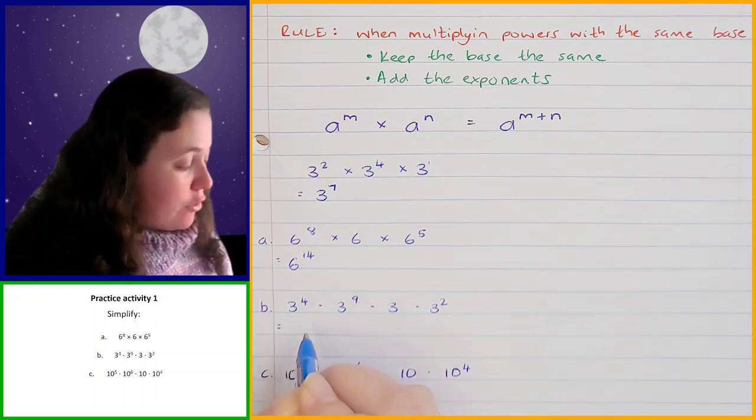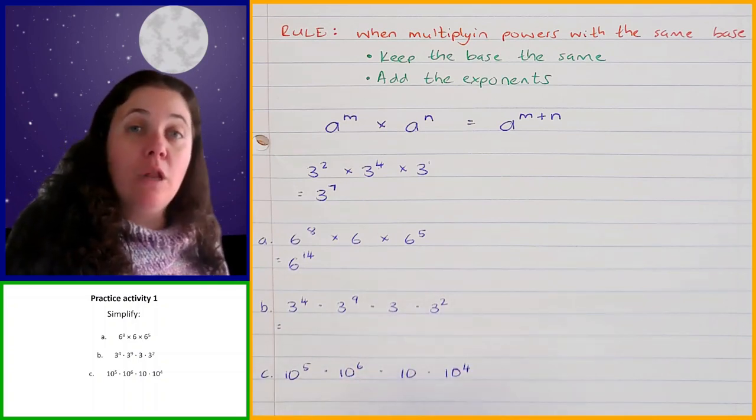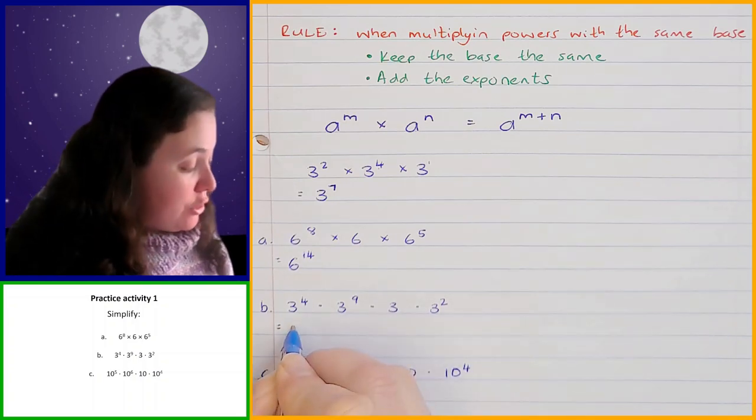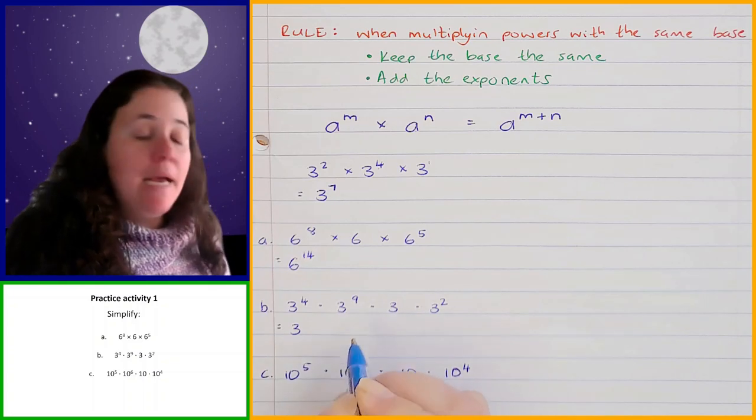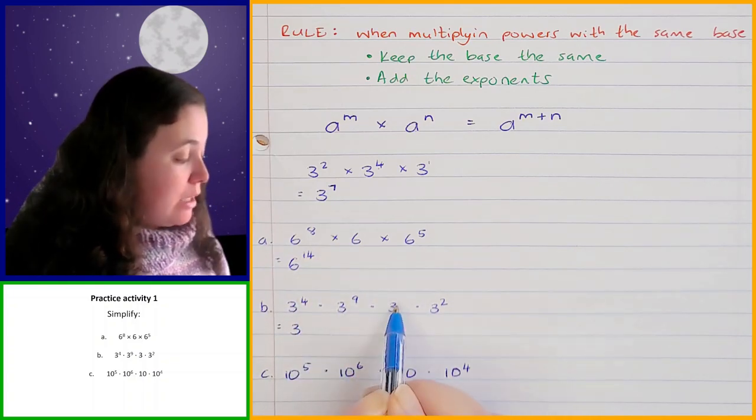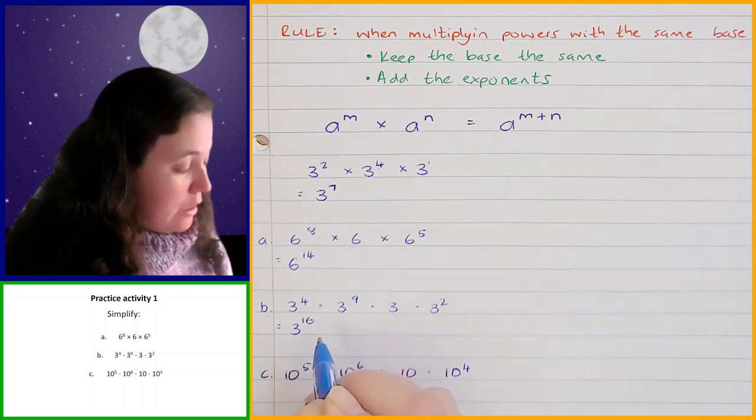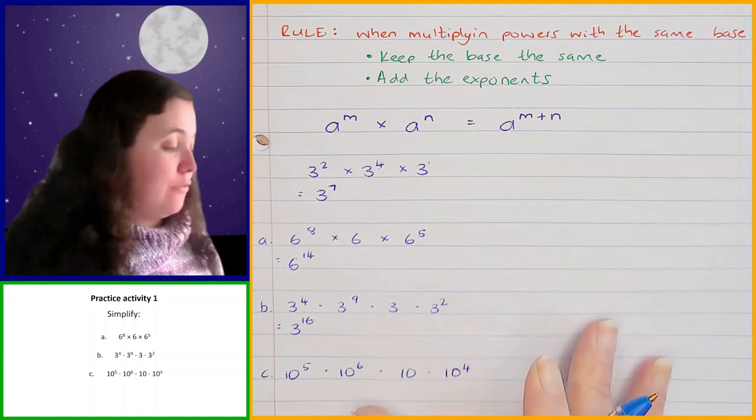Okay, next one, we've got 3 to the power of 4 times 3 to the power of 9 times 3 times 3 squared. So they all have the same base of 3. So the base is going to stay the same. And then we're going to add our exponents. So we have 4 plus 9 is 13, plus 1 is 14, plus 2 is 16. So you should have got 3 to the power of 16 for that one.